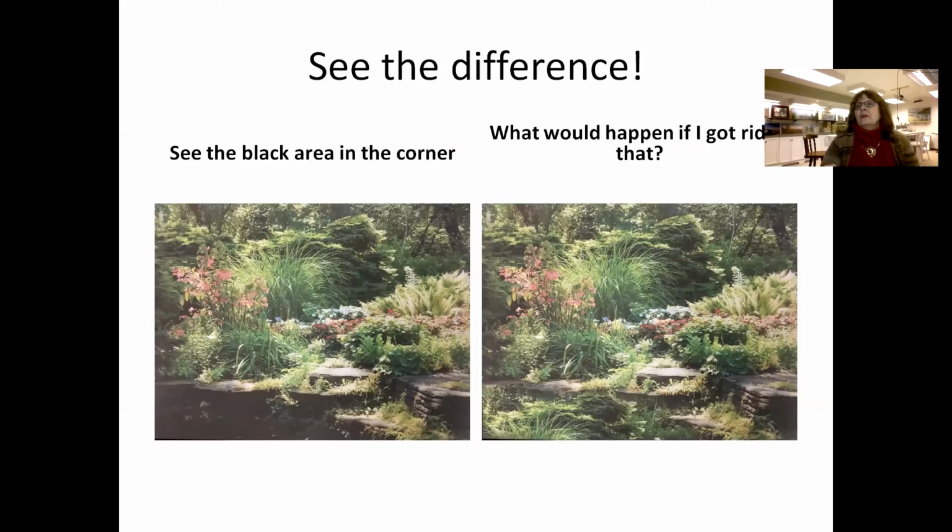Now, here I'm going to go back to the color. See the blacker part in the corner? What would happen if I got rid of that? Well, I got rid of it here. Now, where does my eye go? There's a lot of greens, but where does my eye go? That's the question I'm asking. Where does my eye rest?